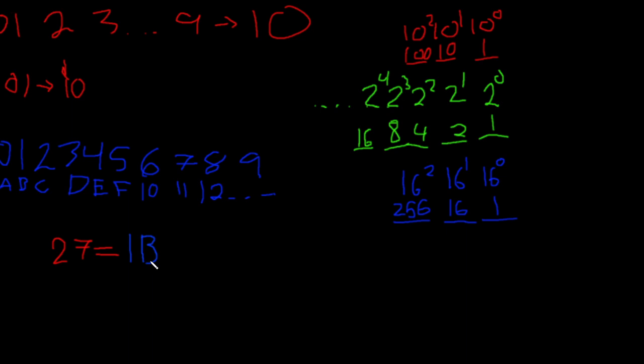Now, when we move up to something like 32, how many 16s do you need for 32? 32 divided by 16 is 2. So you need 2 16s, and then you have nothing left over. So that would mean 32 is 20 in hexadecimal.